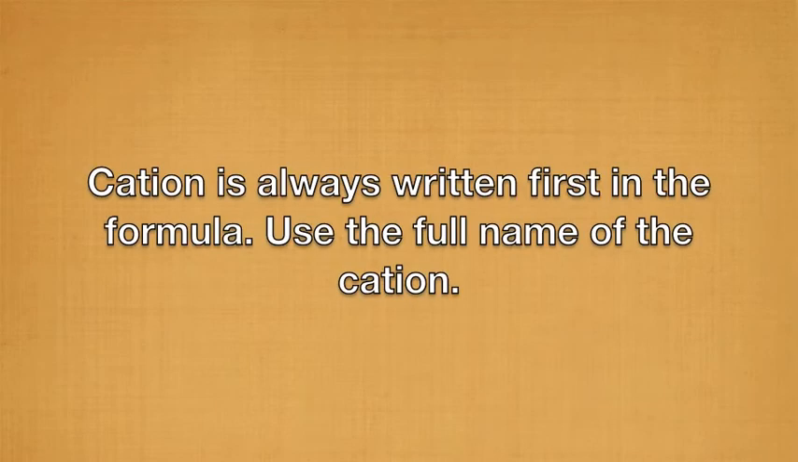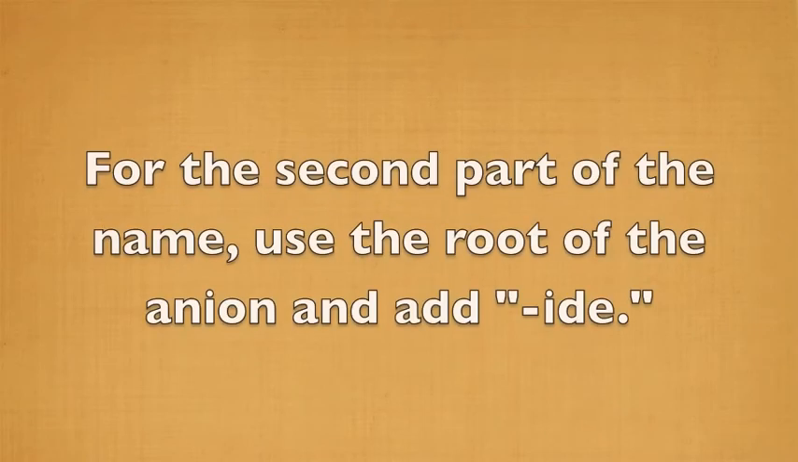The cation is always written first in the formula. Use the name of the element of the cation. For the anion, the second part of the name, take the root of the element name and add "ide" to the end.